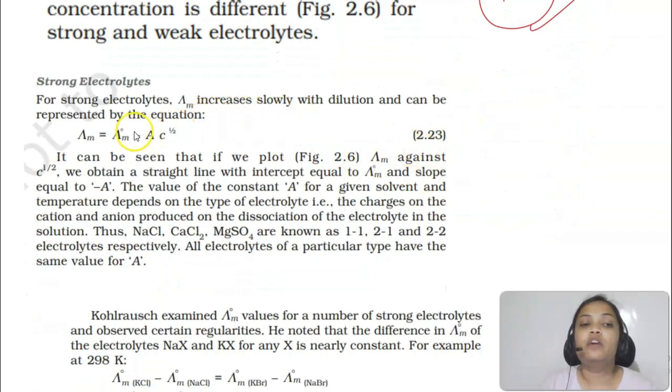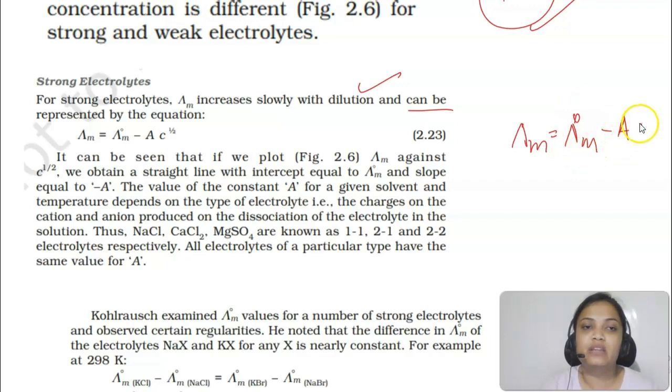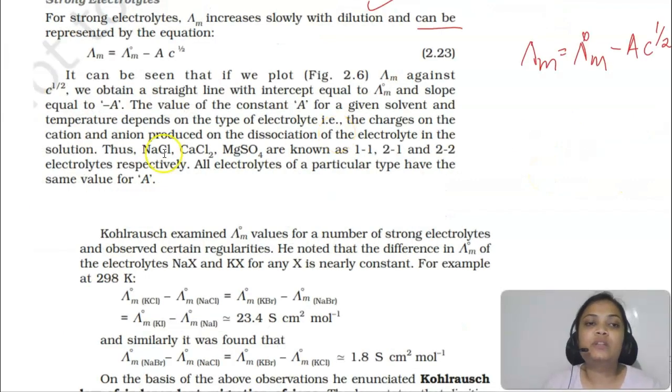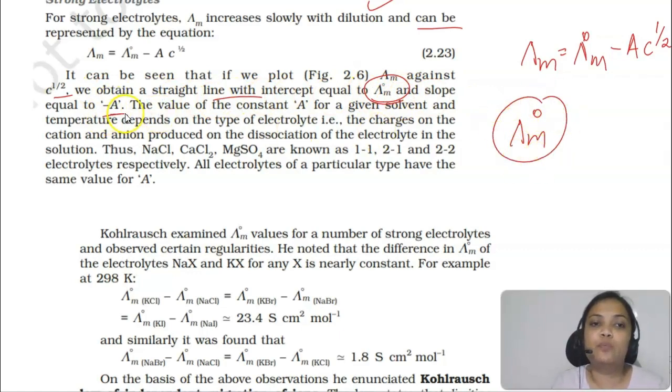Now for strong electrolytes, lambda m increases slowly with dilution and can be represented by the equation. So हम क्या equation लिखेंगे? Lambda m is lambda m naught, which is limiting molar conductivity, minus A C raised to power half. So इसका actual में हम graph देखते हैं. So students, we are actually plotting the lambda m value with the C half, okay, and we get a straight line with the intercept equal to the limiting molar conductivity, and slope is minus A.